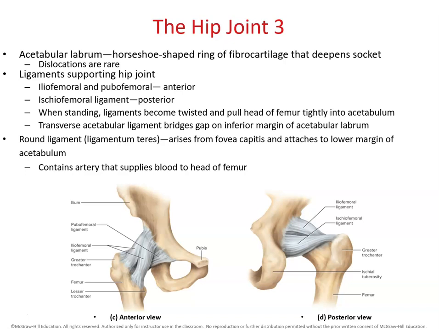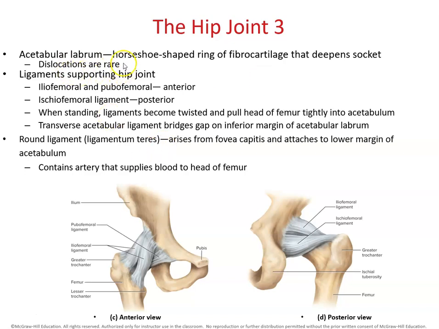So we have some ligaments here that are very important. The iliofemoral and the pubofemoral are very important. So here's the pubofemoral, and here is the iliofemoral. Okay, and then we have the ischiofemoral, and that's on the posterior side. Okay, so these ligaments can move around each other, cross over each other, depending on the relative position of the hip and the femur.